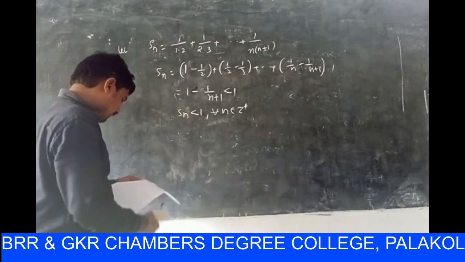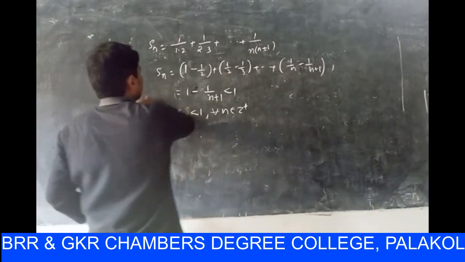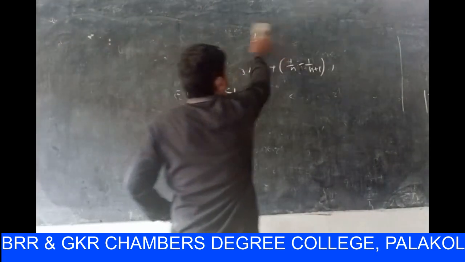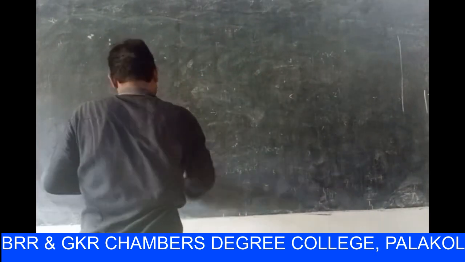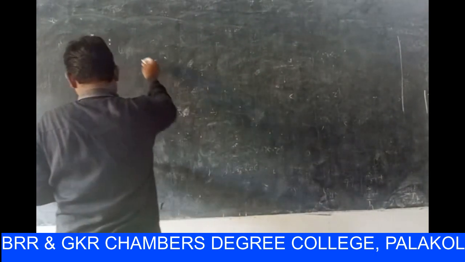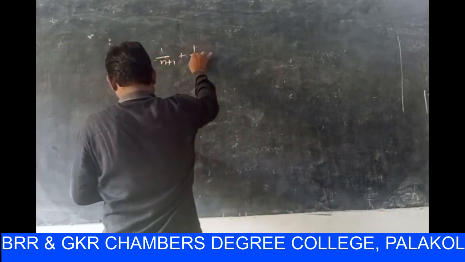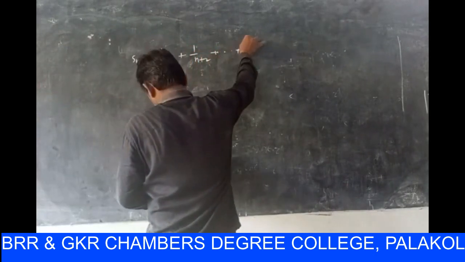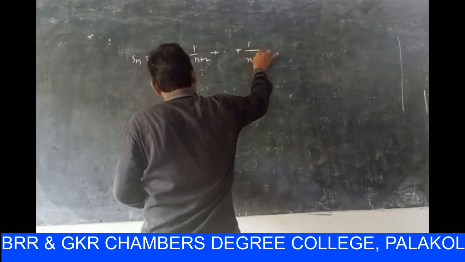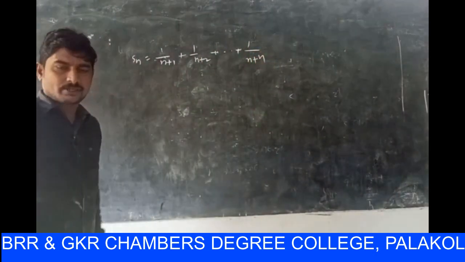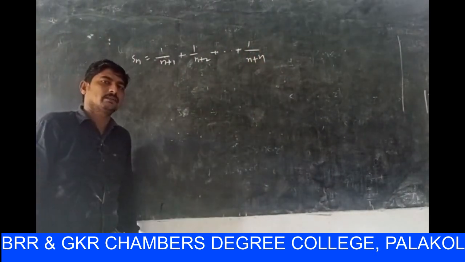So in the same way, we will see another example, that is Sn equal to 1 by n plus 1 plus 1 by n plus 2 plus and so on plus 1 by n plus n. Show that this sequence is convergent. Test whether this sequence is convergent or not.